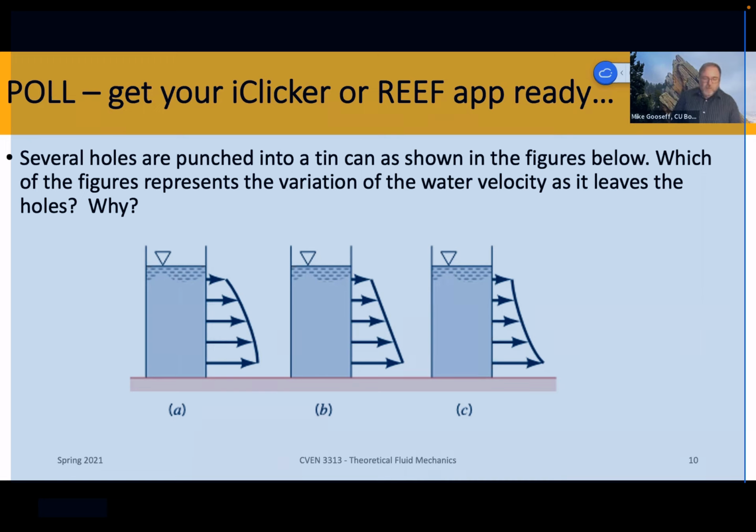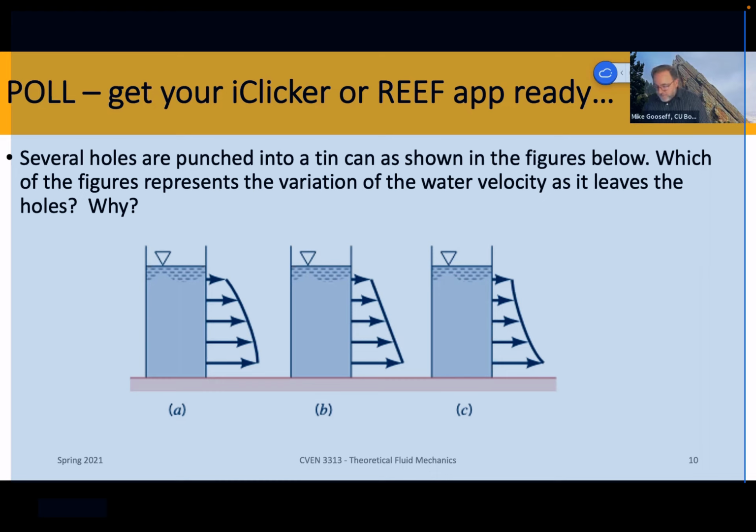A, B, or C? After we get all of the votes in, I'll just note on this slide what the results were so we can come back to this, because I think I'm going to lose it when I move on to the next slide and close the iClicker or Reef app that we have open here.